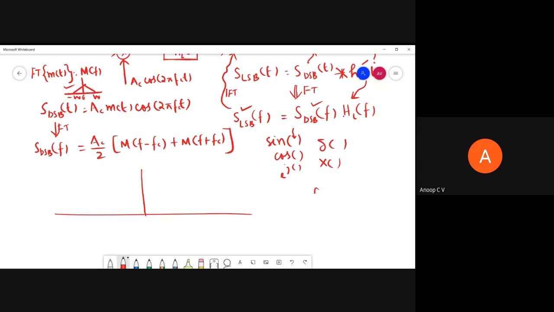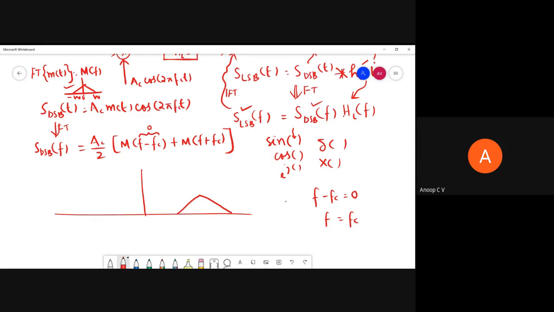So if I say f minus fc is equal to 0, which implies f is equal to fc. For M of f minus fc, the argument f minus fc will be 0 only when f is equal to fc. So whatever happened at frequency instant 0 now happens only at frequency instant fc. That is the meaning of that. So we have to shift it.